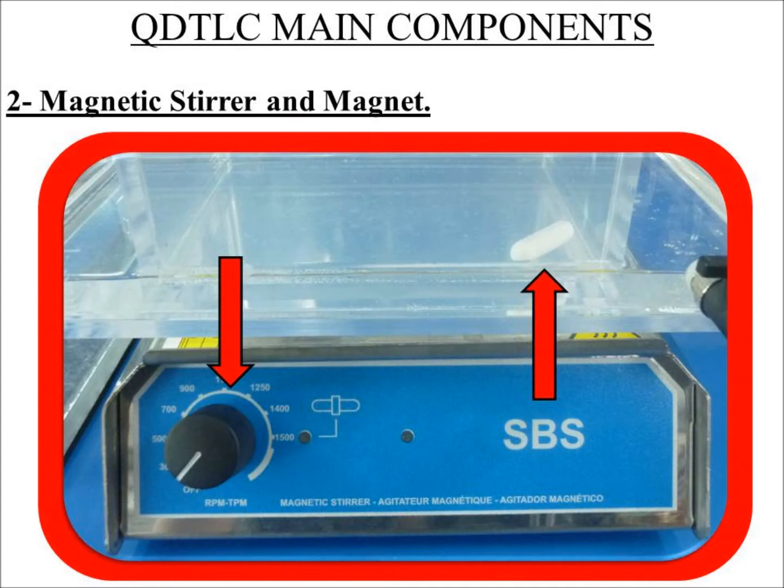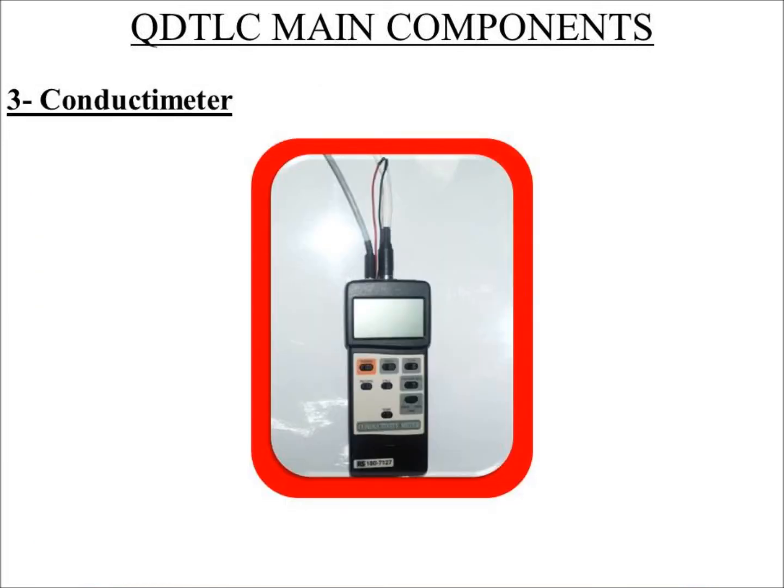Number 2. Magnetic stirrer and magnet. This magnetic stirrer is a computer control element, and it has a capacity range going from 0 to 300 RPM. This stirrer will be controlling the magnet while the experiment is being performed. Number 3. Conductimeter. This device will be measuring the conductivity values through the performance of the experiments. It also provides fast and accurate readings.